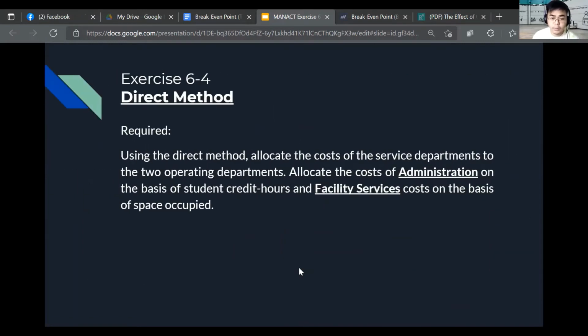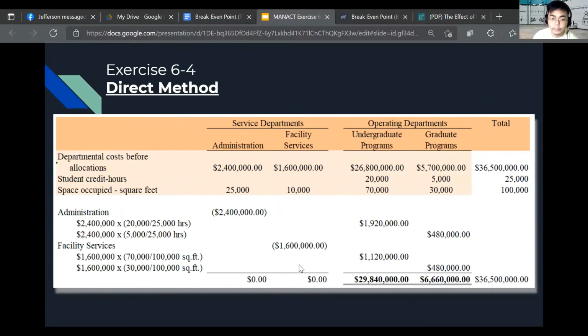So the requirement for this problem is to use the direct method, allocate the cost of the service departments to the two operating departments. First, we allocate the administration cost to the operating departments using the student credit hours, and the facilities services costs using the space occupied. As you can see, we have the given data in the pink rows.